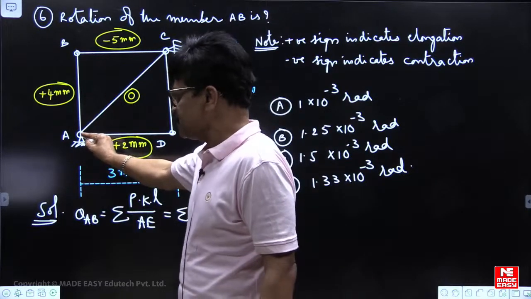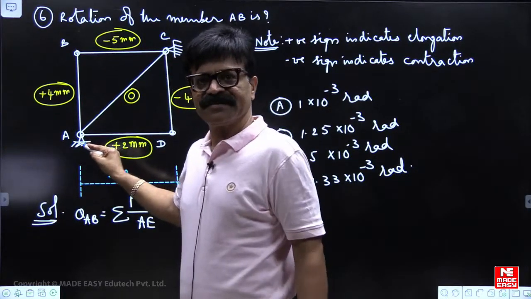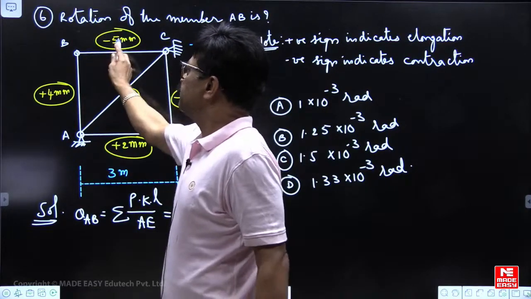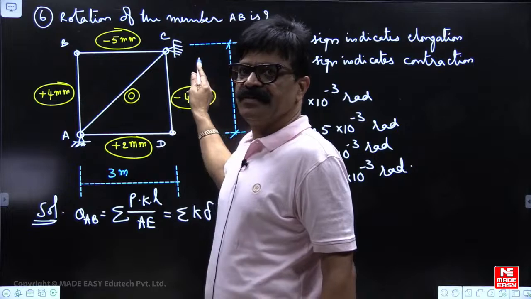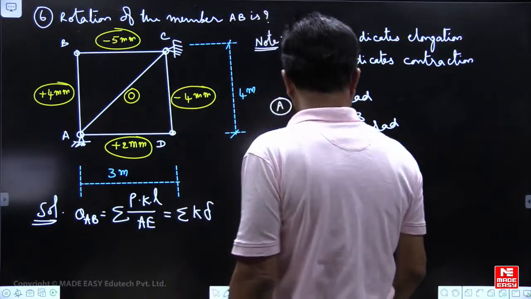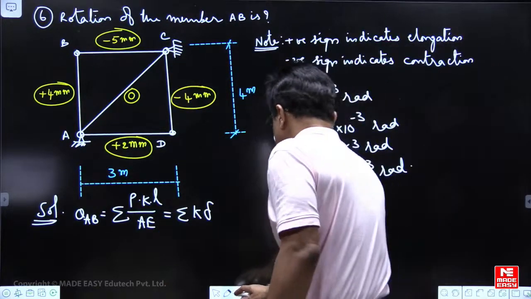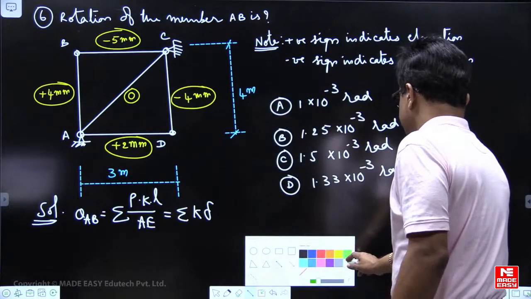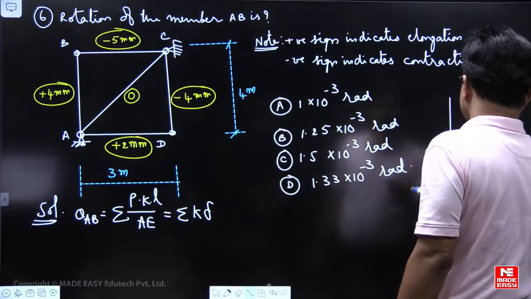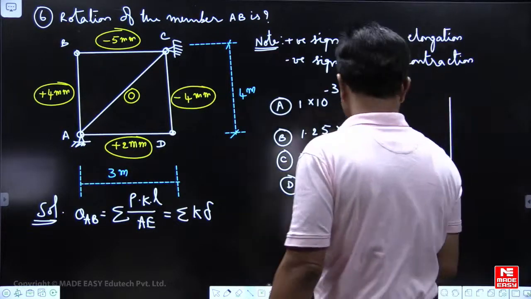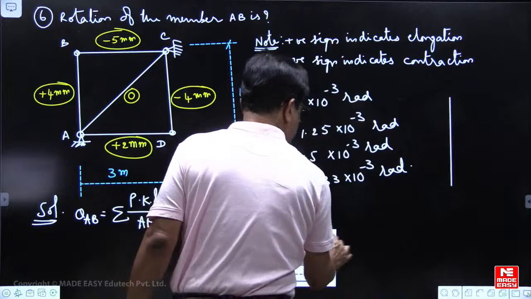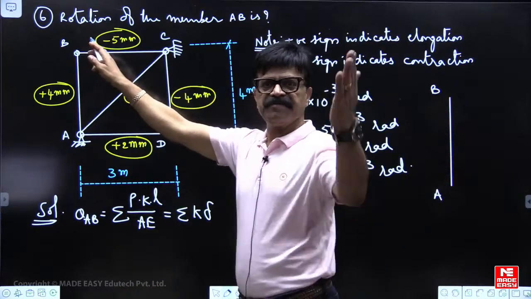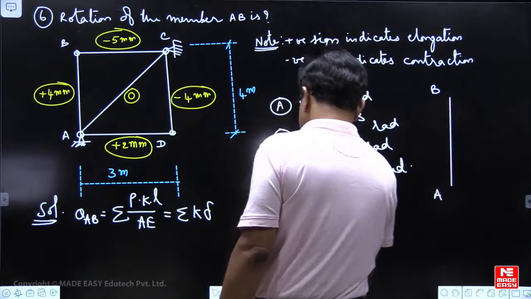How much is the displacement of A, left or right? 0. Displacement of B. See, stand here and look at B. 5 mm contraction means it goes right side. So if you draw the deflection profile of that, it will go like this. This is the member, initial position. This is A, this is B. So stand at C, look at B. B is going left side. So put it that 5 mm left side.